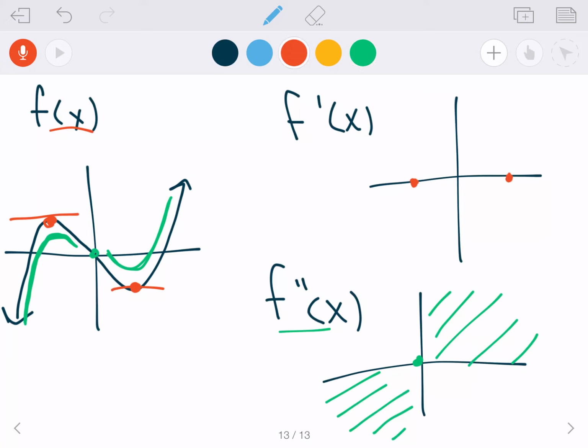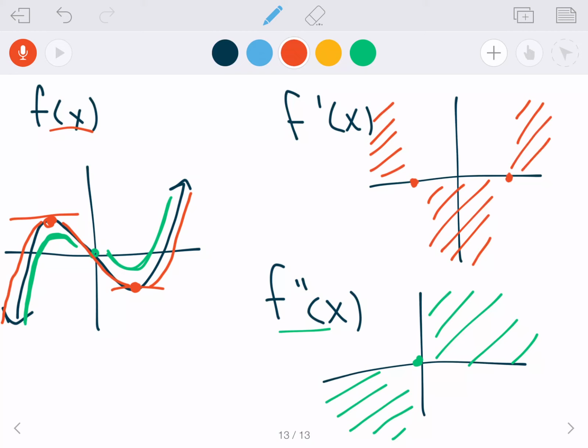I can do the same thing with my slopes for the first derivative. Here, the function is increasing, so I know it's going to be positive. Here, my function is decreasing, so I know it's going to be negative in this whole region. Then it goes back to increasing, so it's positive. This is kind of giving me the outline of where I'm going to draw my functions here now.